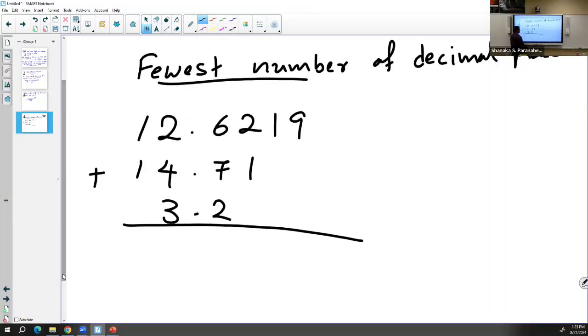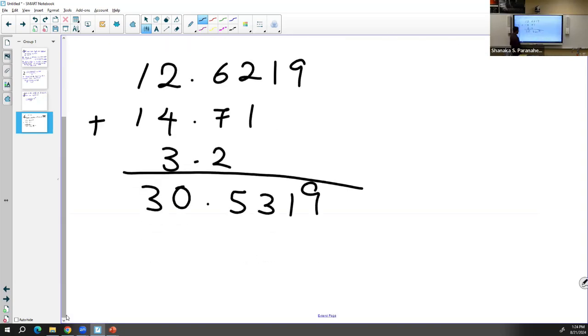So you can do the addition on your calculator. 30.5319. Okay, so that's your calculator display. This is not going to be the final answer.